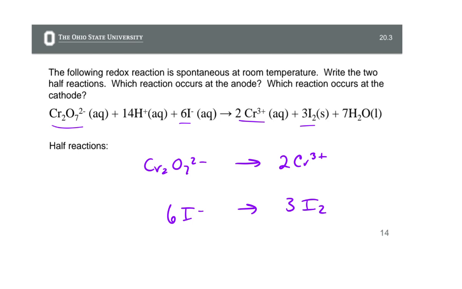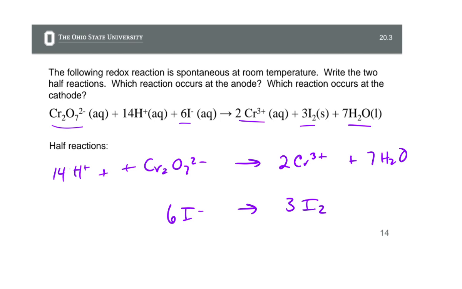So let's work with the chromium half reaction. We'll make sure that our chromium is balanced, which it is. We have 2 chromium on both sides of the arrow. Then we're going to balance for oxygen using water. And so I have 7 oxygen on the reactant side, so I need to add 7 water to the product side, and there's our 7 water. Okay, that's good, promising. And because I added 7 waters to the product side, that's 14 hydrogen. I need to add that to the reactant side to balance that.